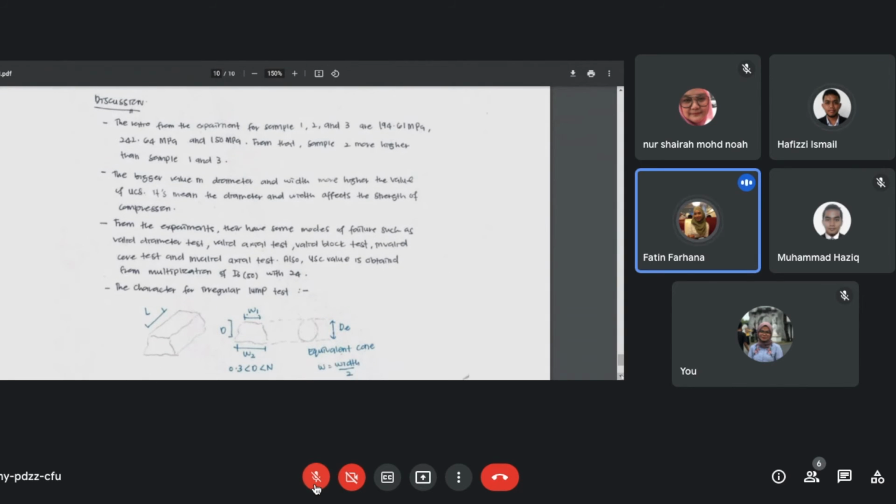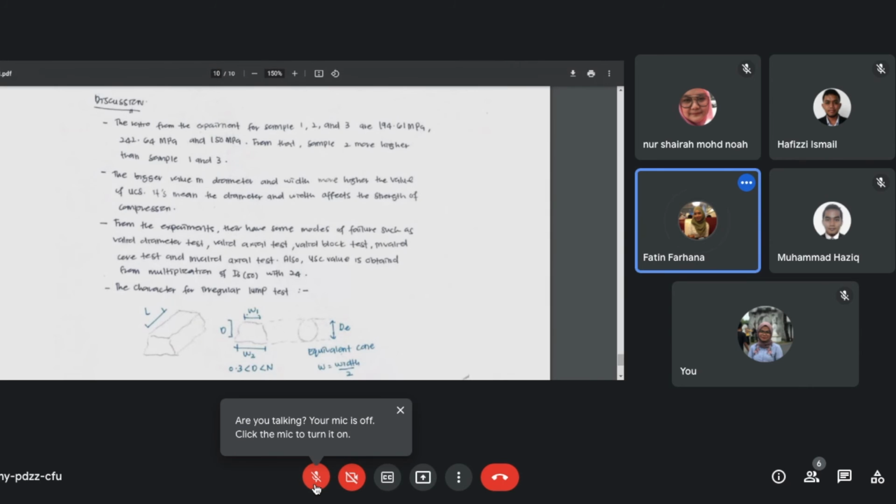Okay, for discussion, as you can see, the UCS values for samples 1, 2, and 3 were obtained. From the result, we can see that sample 2 has a higher UCS value compared to samples 1 and 3. From this experiment, we can see that the diameter and the weight will affect the compressive strength: if the diameter is big and the weight is also big, the UCS value will be higher.